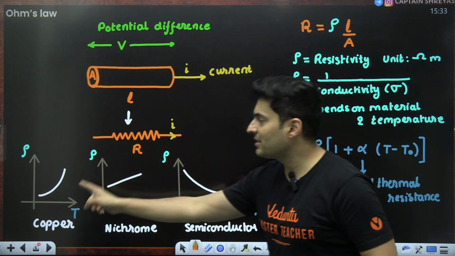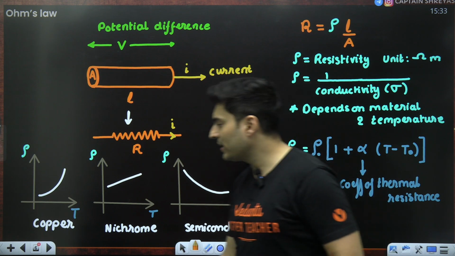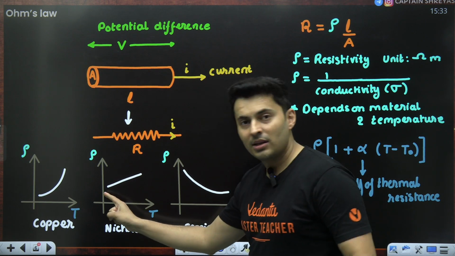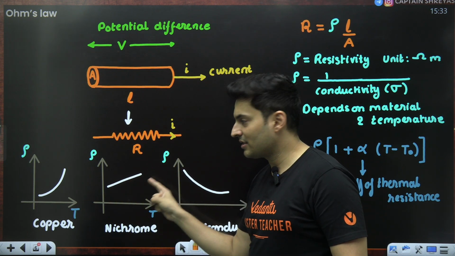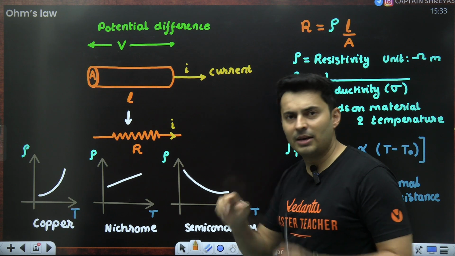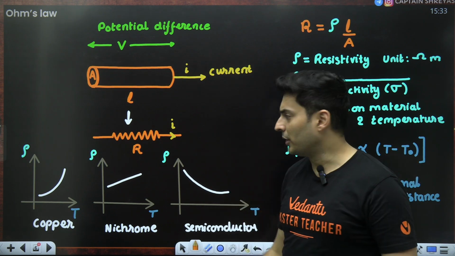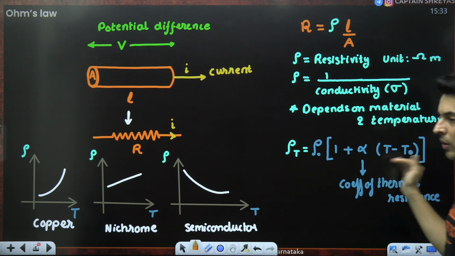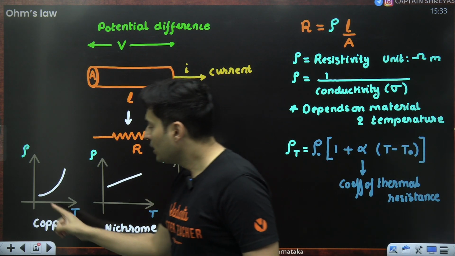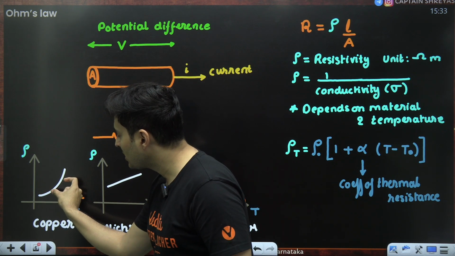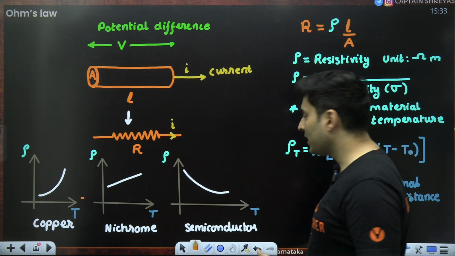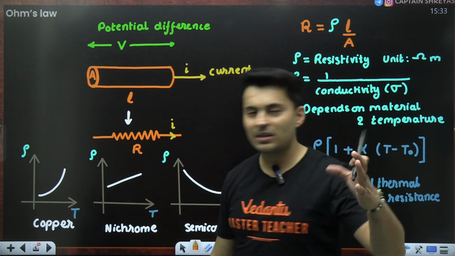In fact, that can be seen through these graphs. As you can see over here, for nichrome, surprisingly, it is a straight line for most of the temperatures. So the resistivity changes with temperature linearly. Good. That means I can use this formula for a longer range. But for copper, you can see it is a curved line. That means only for a small range it looks like a straight line. So only for small ranges of temperature can I use this formula.